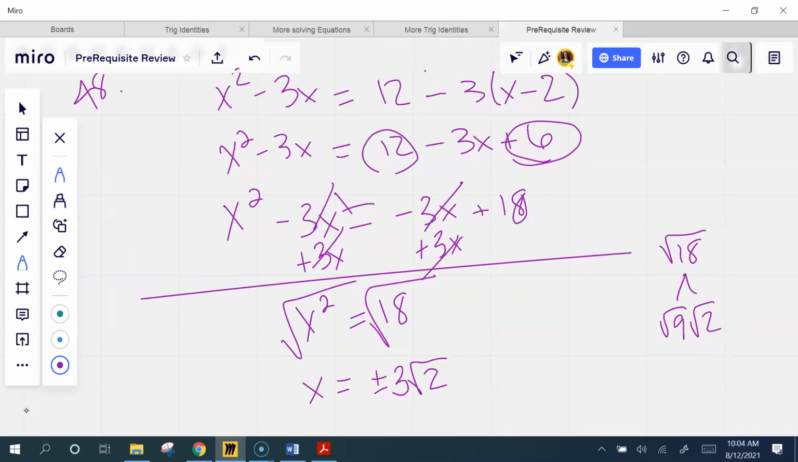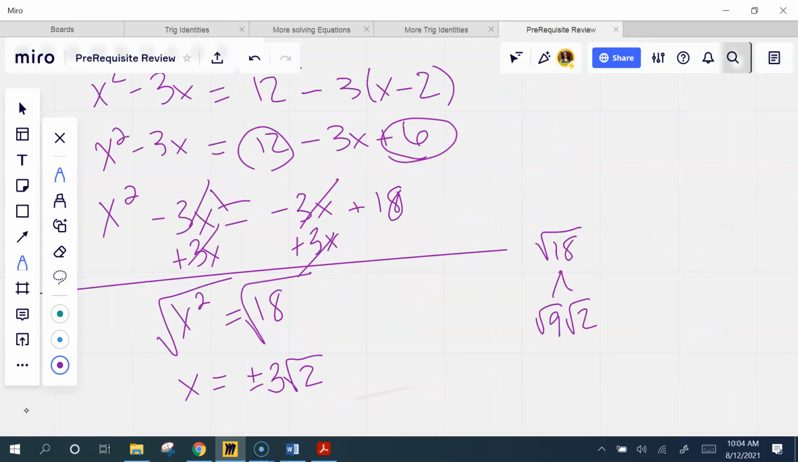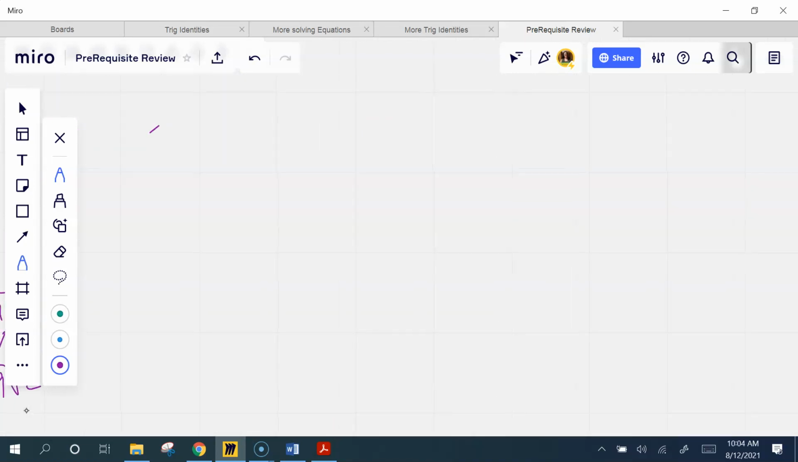I'm going to do 50 and then I'll do 51. I'll go in order. All right, 50. Oh, this is a good one. X plus 2 minus 2 times the square root of x plus 3 equals 0.